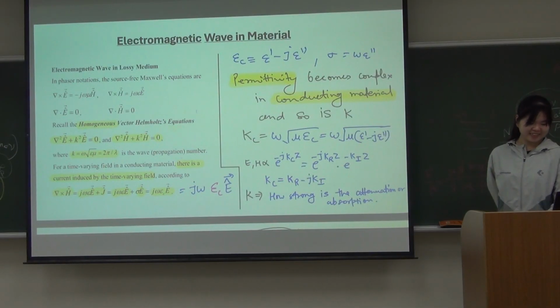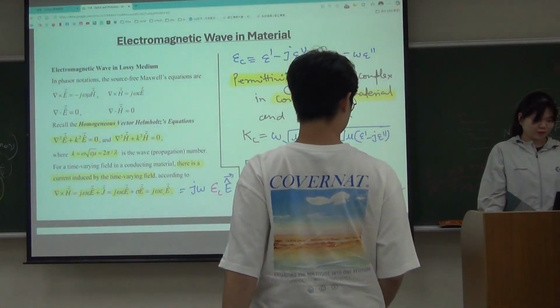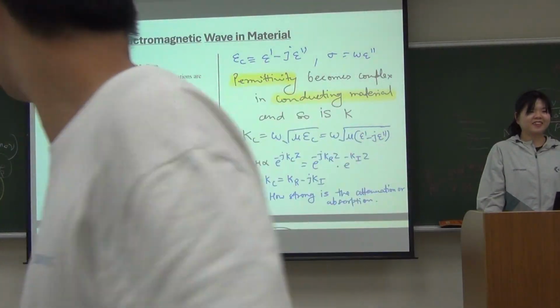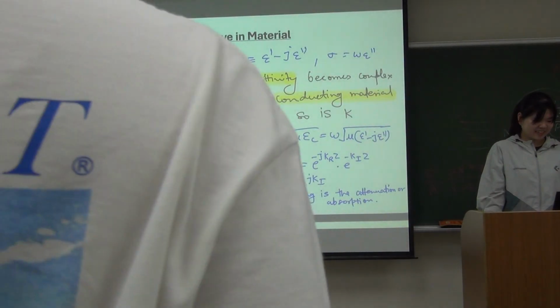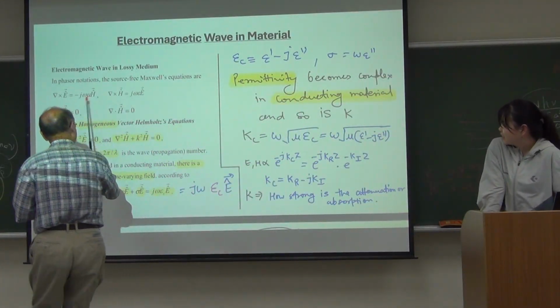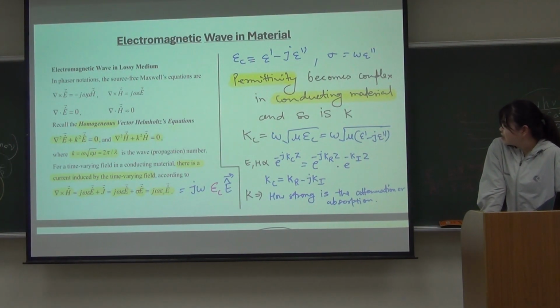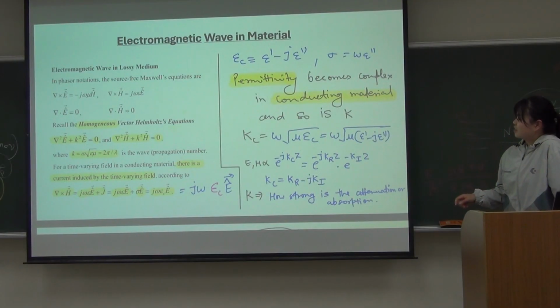But there's a lot of information on this page. I know you read through this part, right? Do you want to tell people what this is? This is the permittivity in conducting material according to the formula.